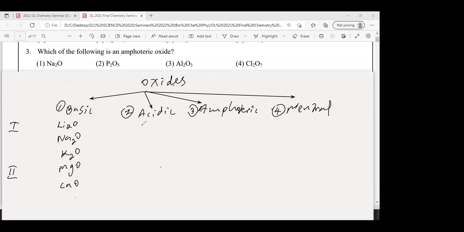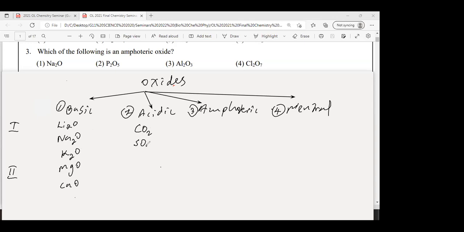Acidic oxides are mostly non-metallic oxides. Most of the non-metallic oxides are acidic. Example, consider acid rain. Carbon dioxide is an acidic oxide. That's why it dissolves in lime water. Lime water is basic, carbon dioxide is acidic. It's like a neutralization reaction.